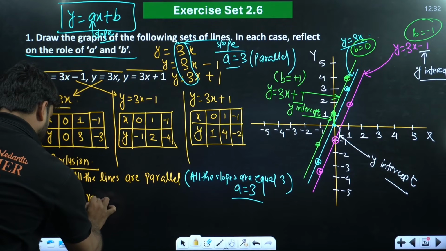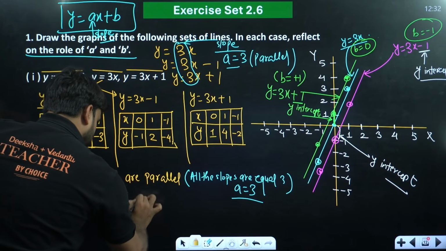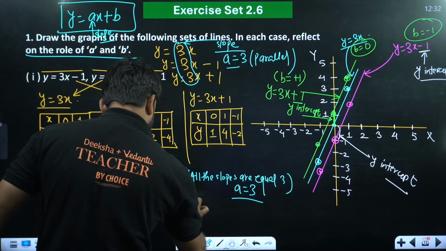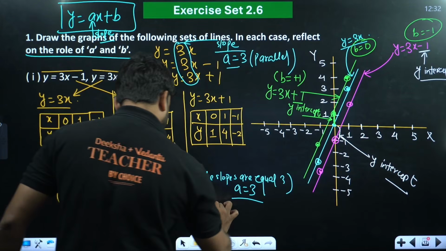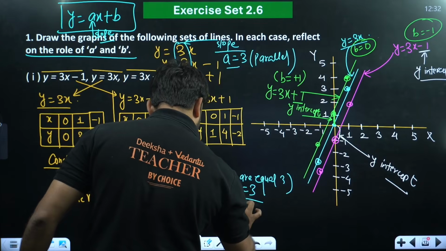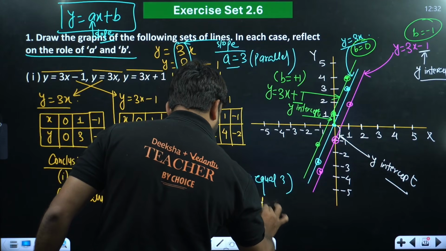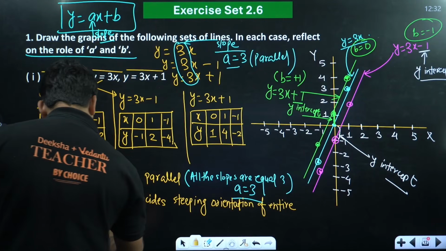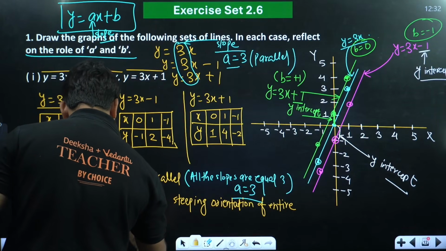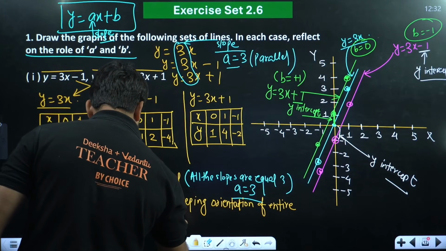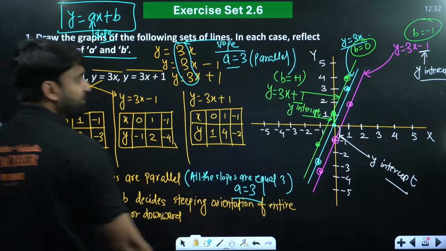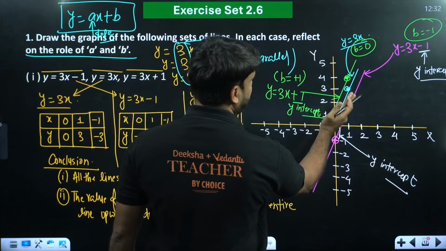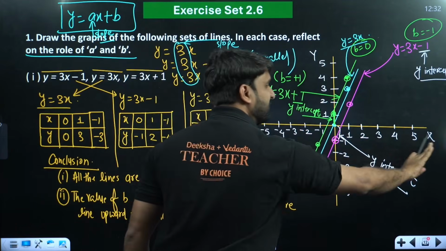The value of B decides the steeping orientation of the entire line, upward or downward. So if B is positive, I mean B is plus 1, it will be steeping up in this direction. If B is negative, it will be steeping in this direction.